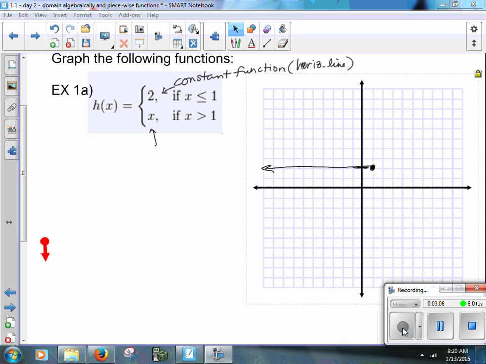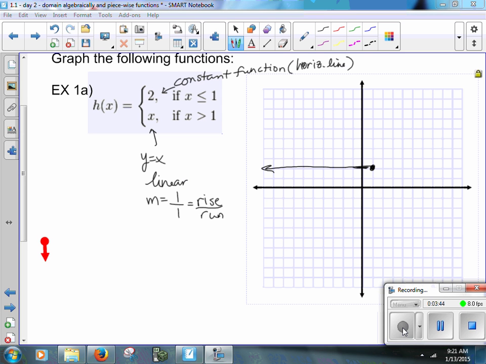All right, so what kind of function is y equals x? Okay, let's look at it a different way. H of x is interchangeable with y, right? Folks, what is the equation? Y equals x. Linear. What kind of linear function? What's the slope of that line? 1. How do you know? Because there's a 1 in front of x. If there's not a number, it's always 1, right? So the slope is 1. Of course, rise over run, correct?